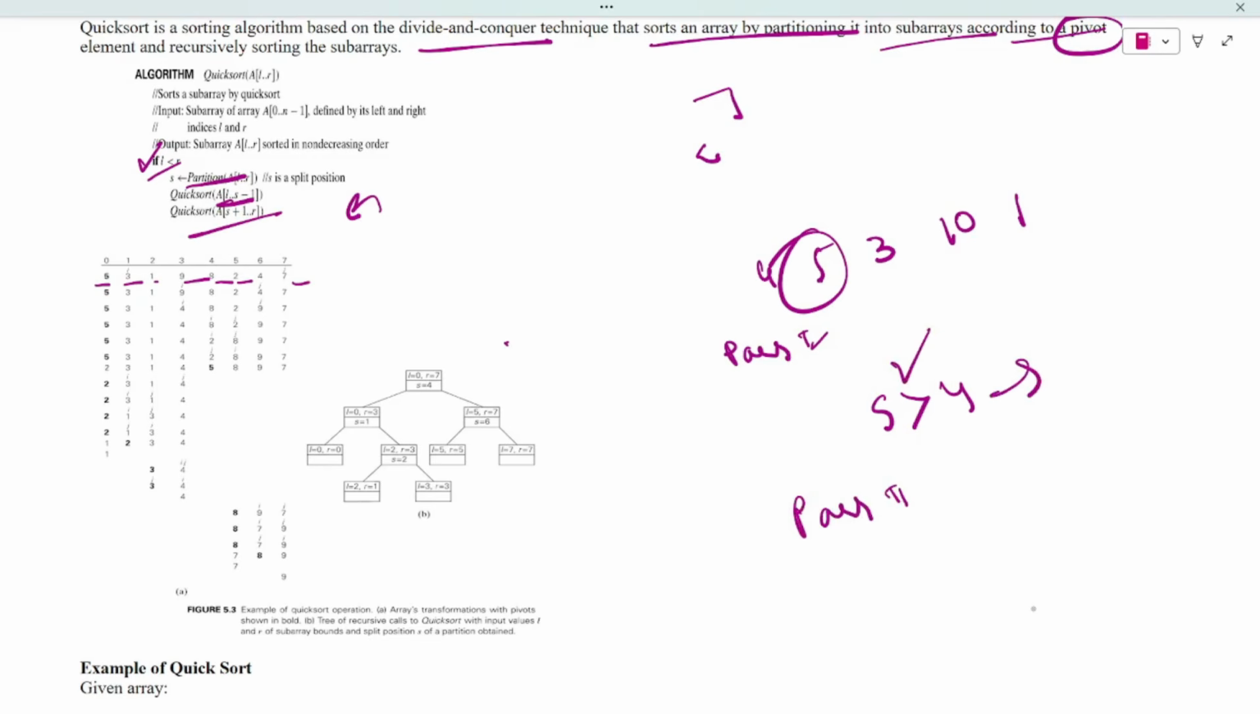Next you will be doing the second pass, that is pass 2. You will be comparing 5 with 3 and again you will be shifting it. That is, you will be checking whether 5 is greater than 3. Okay, this is also correct, so no change. And now you will be checking whether 5 is greater than 10. This is not correct. So what you will be doing?